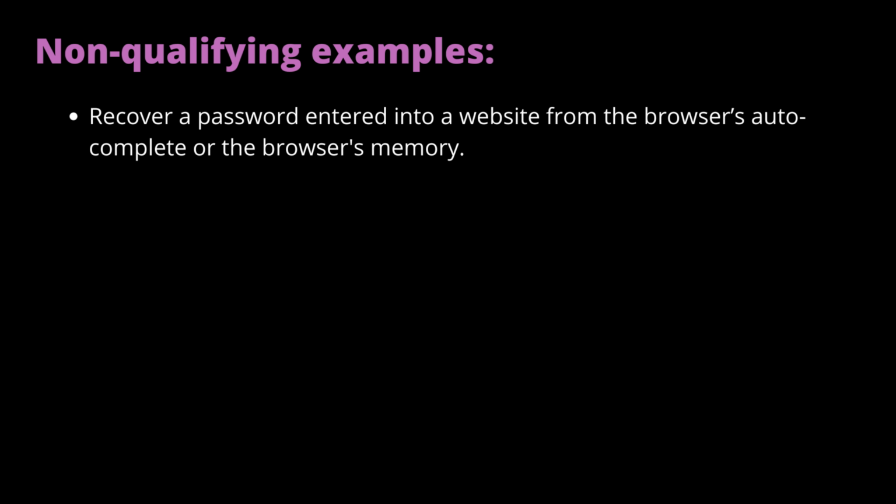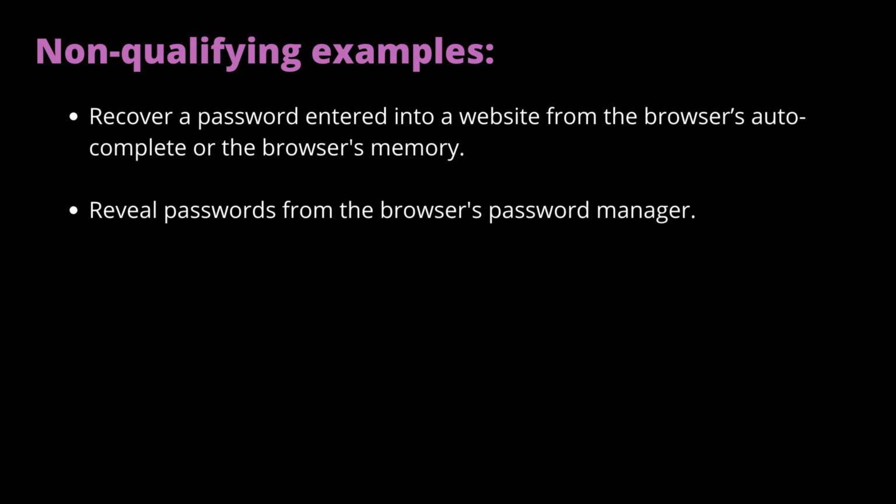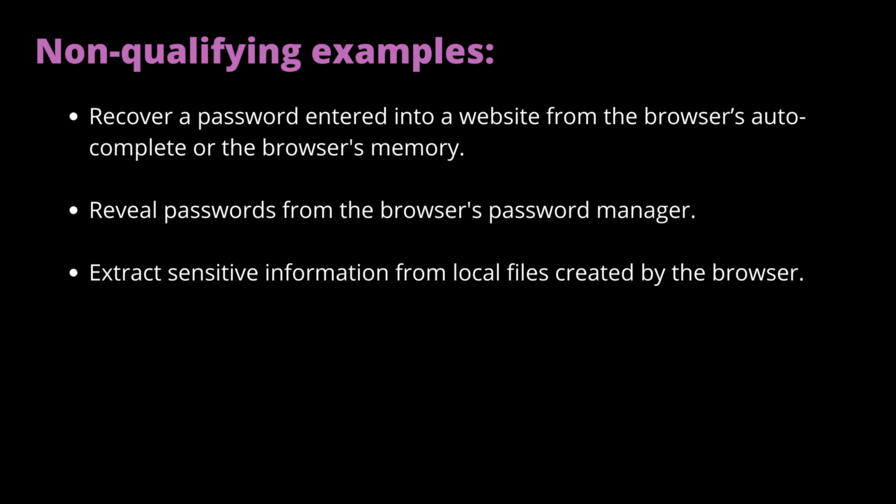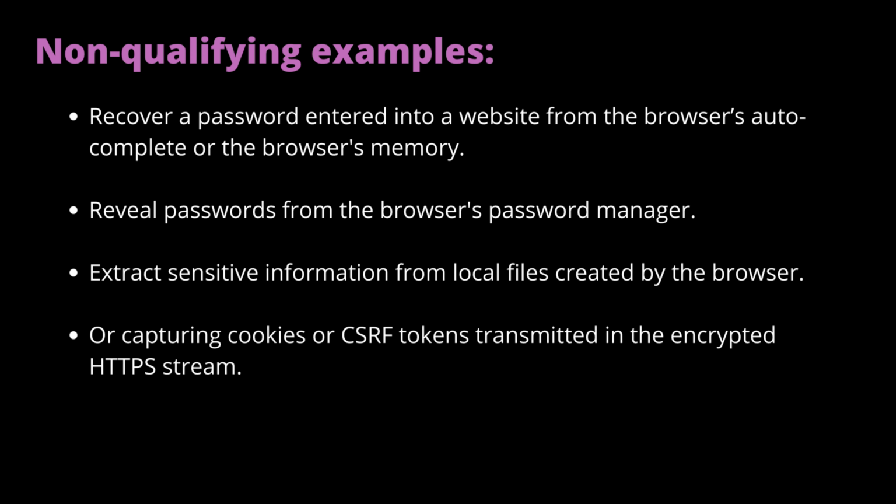So let's summarize. If your attack requires local access to a computer, then it will most likely not qualify for a reward. Examples of such reports could be recovering a password entered into a website from the browser's autocomplete or the browser's memory, kind of like the first example report. Revealing passwords from the browser's password manager. That's basically the same as before. Extracting sensitive information from local files created by the browser. This is like the second report example. Or capturing cookies or CSRF tokens transmitted in the encrypted HTTPS stream by using a trusted proxy.